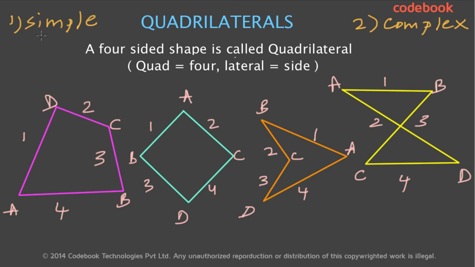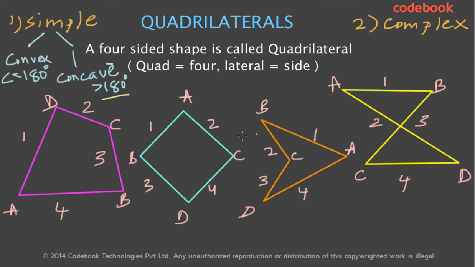Simple quadrilaterals are again of two types, convex and concave. A convex quadrilateral is a quadrilateral in which the interior angles are always less than or equal to 180 degrees. And a concave quadrilateral is a quadrilateral in which an interior angle is greater than 180 degrees.